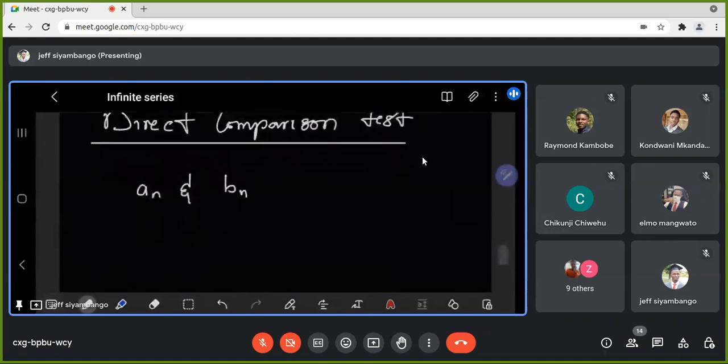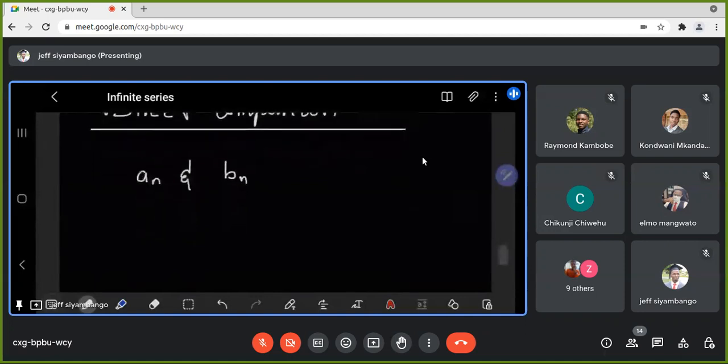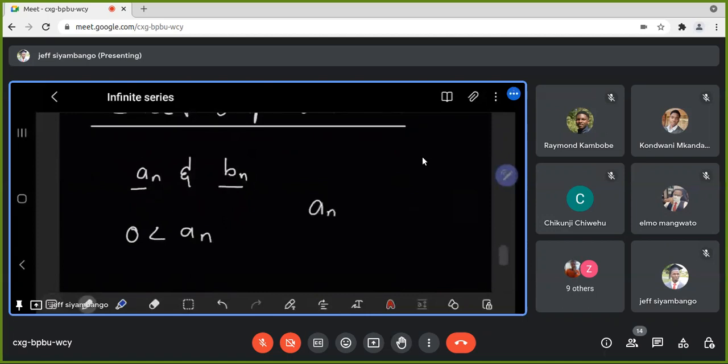But for this comparison to work, the relationship between our AN and the BN we define has to be such that, firstly, 0 has to be less than AN. In other words, AN has to be greater than 0. Apart from that, the same AN has to be less than BN. So BN has to be greater than AN. So AN has to be greater than 0, and BN has to be greater than AN. This is the condition that we need.